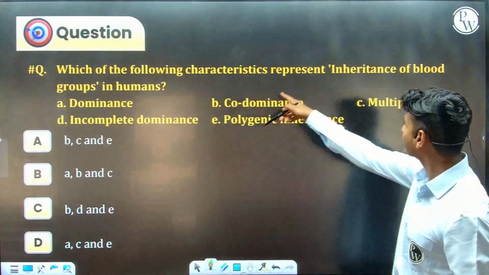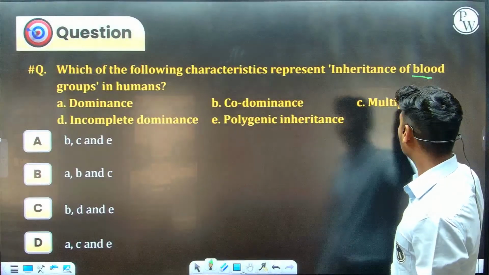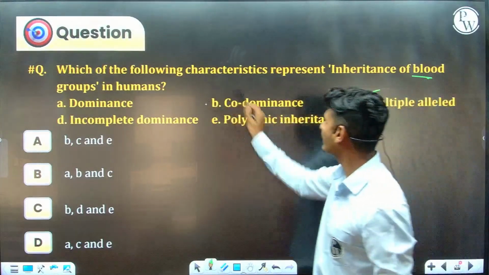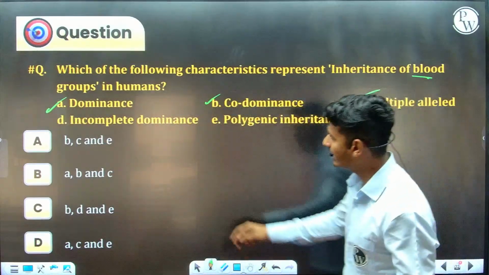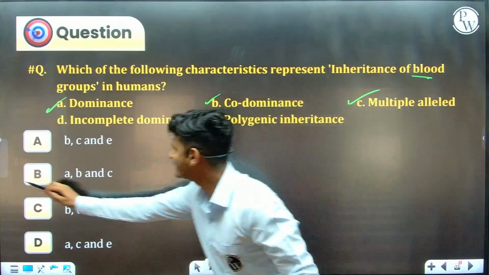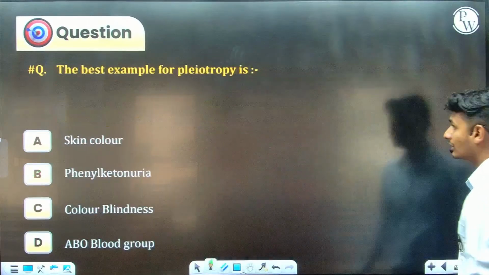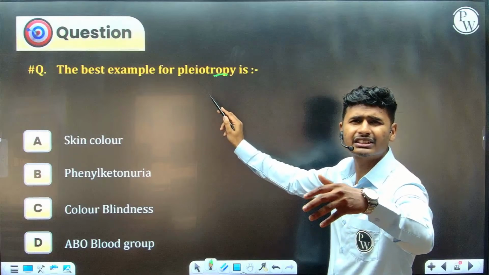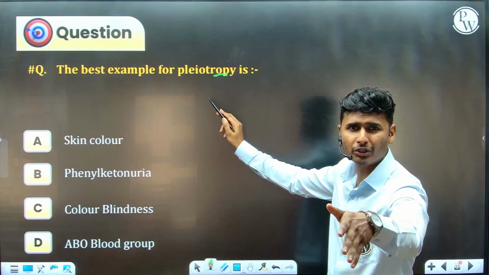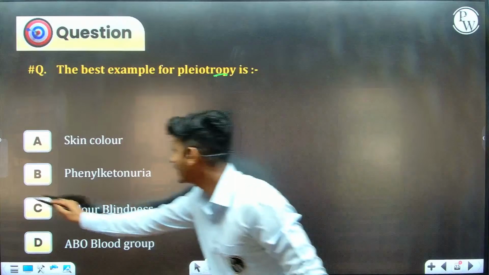Which of those represent the inheritance of blood groups? Obviously, multiple alleles, codominance as well as dominance. A, B, C is the correct answer. The best example of pleiotropy: starch synthesis in pea, phenylketonuria, sickle cell anemia. Any option? Phenylketonuria.